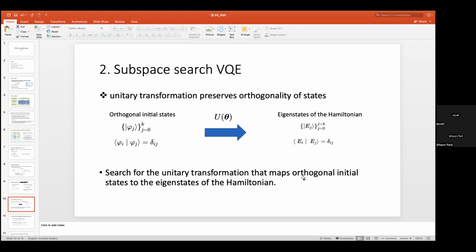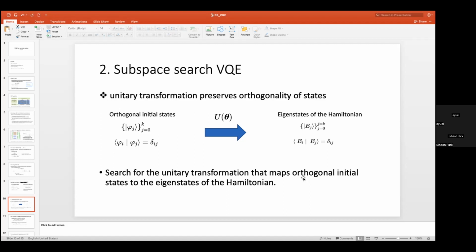The second algorithm is subspace search VQE. So the main idea in subspace search VQE is that unitary transformations preserve orthogonality of states, which means if we have two initial states and we apply a certain unitary transformation, the angle between those two states is going to be conserved. So they kind of started from this idea.